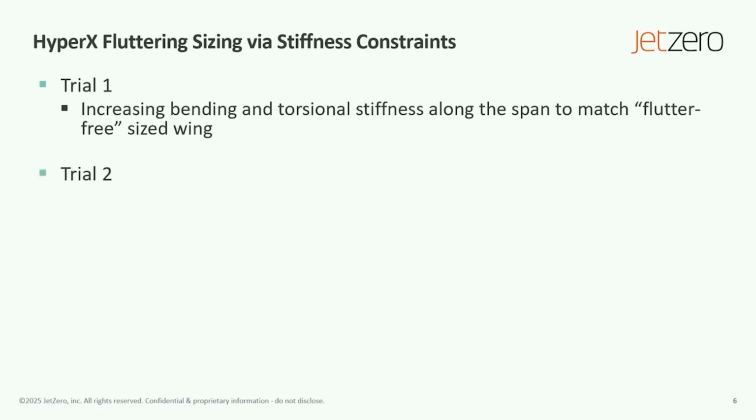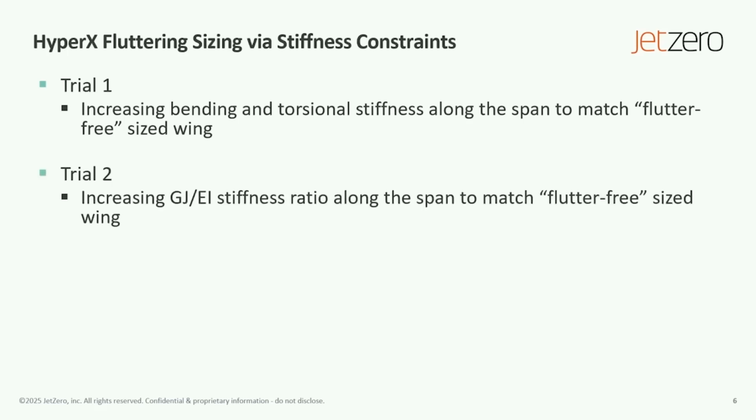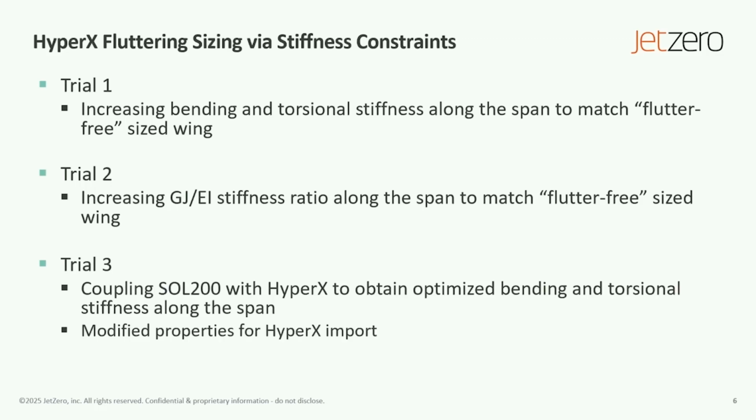And the second trial, instead of just increasing bending and torsional stiffness, we increased the GJ-EI stiffness ratio along the span to match that same wing. This was like a textbook method that we did. And then the last trial was coupling Sol 200 with HyperX to obtain unoptimized bending and torsional stiffness along the span, and then use that to also inform HyperX. So all of these, we will be using HyperX to resize for stiffness.